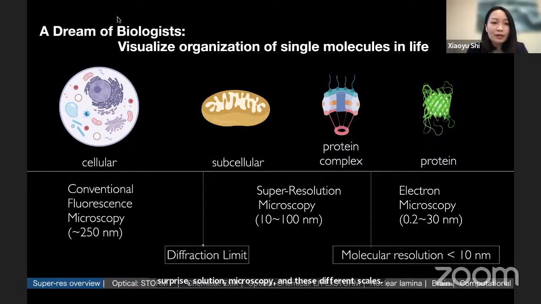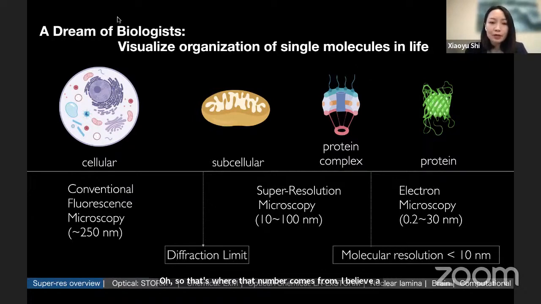For example, at the cellular scale, you can easily separate cells and see the boundaries of cells and track the cells with conventional fluorescence microscopy. Its resolution is limited by the diffraction limit, which is approximately half of the wavelength. So for example, if you're using 500 nanometer excitation light, the diffraction limit of that conventional fluorescence microscope will give you about 250 nanometers. So that's where that number comes from. I believe all of the audience knows the diffraction limit.